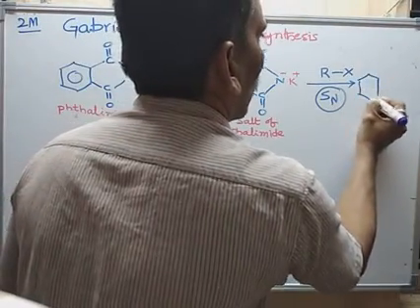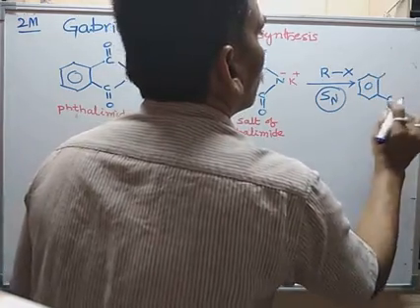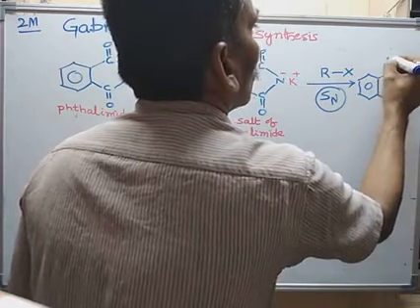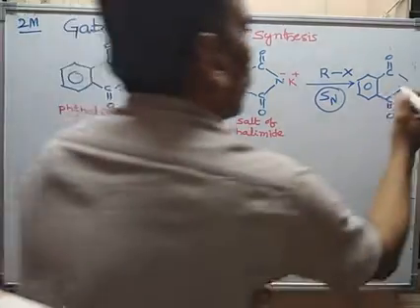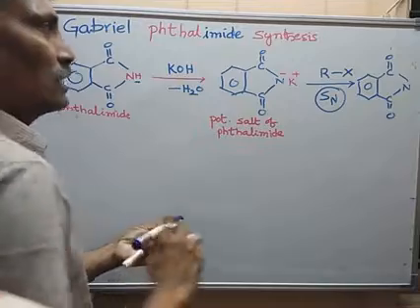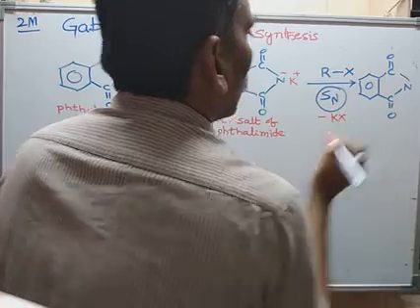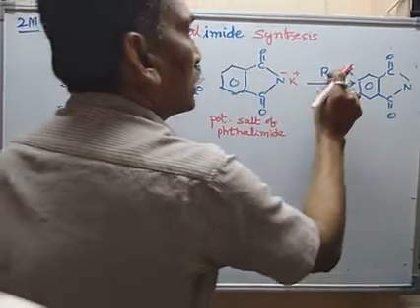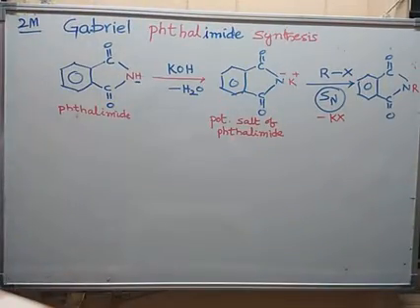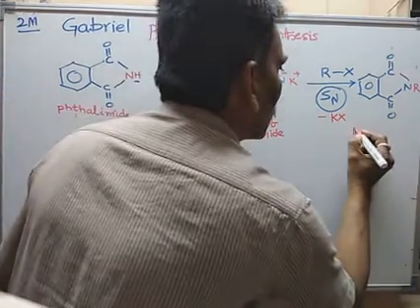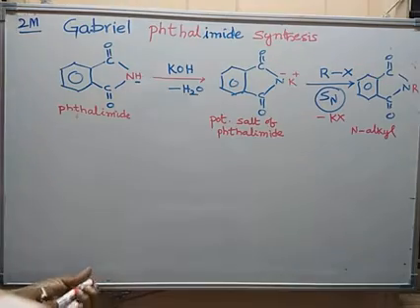Copying is going on once again. Benzene ring with C double bond O, C double bond O, joined with N. The potassium and halogen are removed as potassium halide, and the K place is occupied by R. R is attached not to the carbon atom but to the nitrogen atom. So it is known as N-alkyl phthalimide, the remaining name is copied.